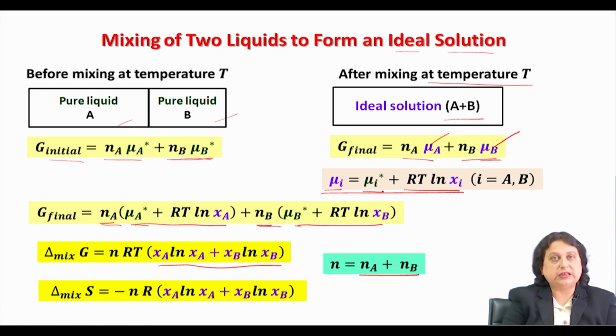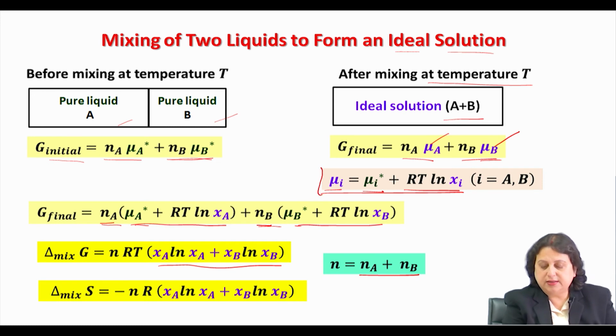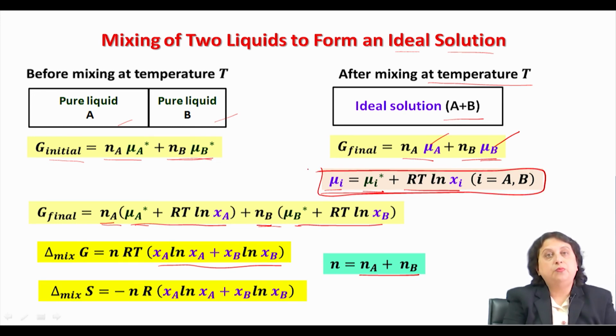I have been using this expression that in this ideal solution, I have mu I given by mu I star plus RT ln Xi. And this expression I have used to be valid even when I'm talking about mixing of two liquids. This we have seen to be valid while we talked about mixing of two ideal gases. And therefore, as long as I can use an expression like this for the chemical potential in the mixture, I will always be having a delta G mixing.